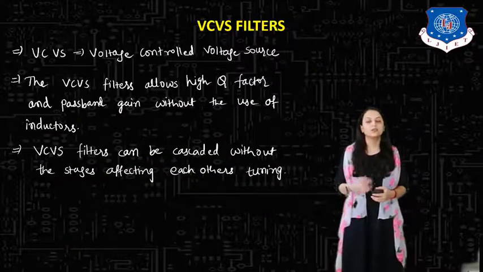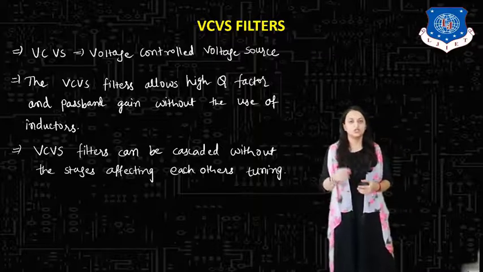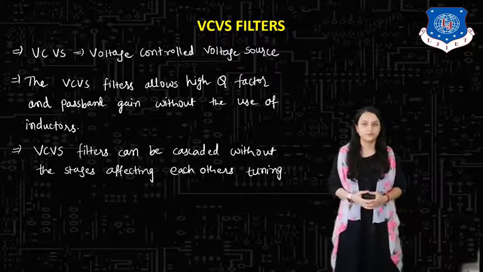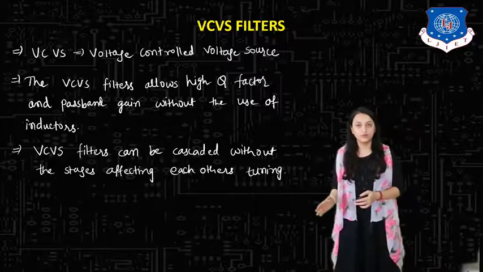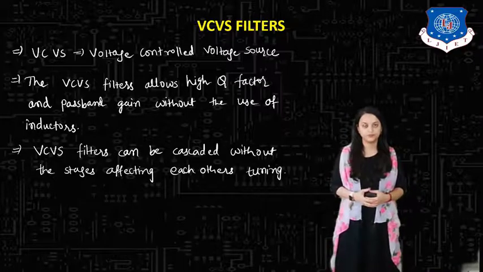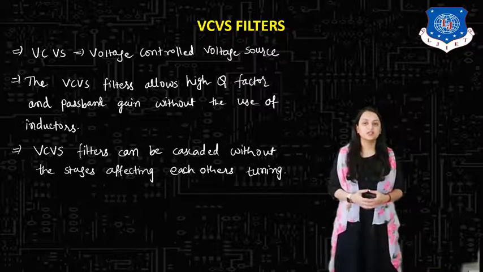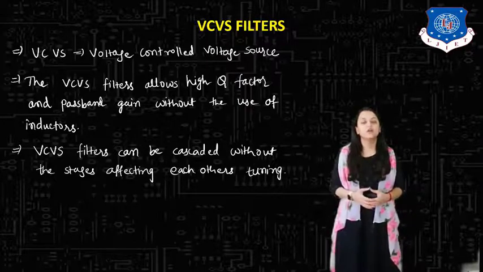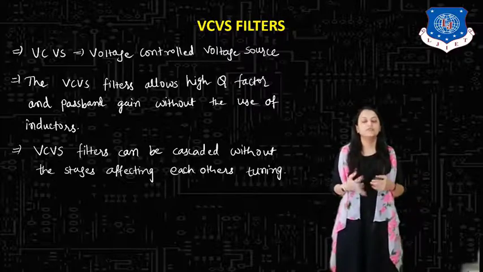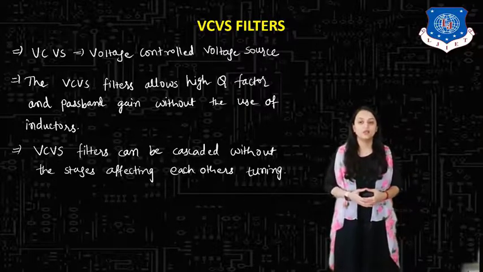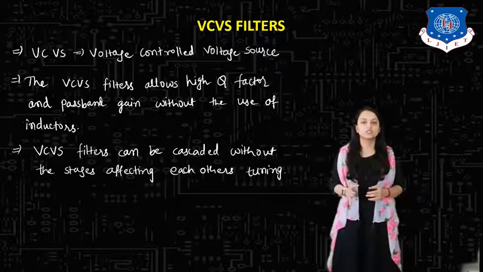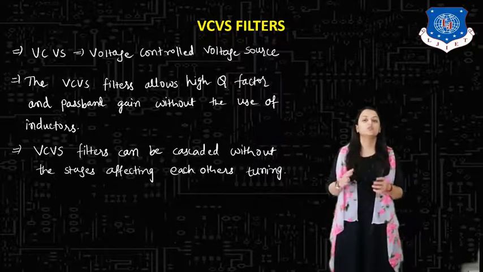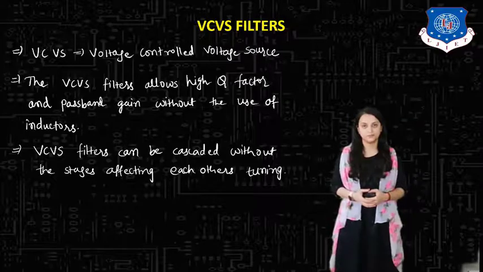So, first of all, let us see what is VCVS filter. Here VCVS stands for voltage controlled voltage source filters. That means they are controlled by voltage and they have the voltage source. Now the VCVS filters allow high quality factor and passband gain without the use of inductors. VCVS filters can be cascaded without the stages affecting each other's tuning. That means without affecting the tuning of other components, we can use VCVS filters in cascaded stages.